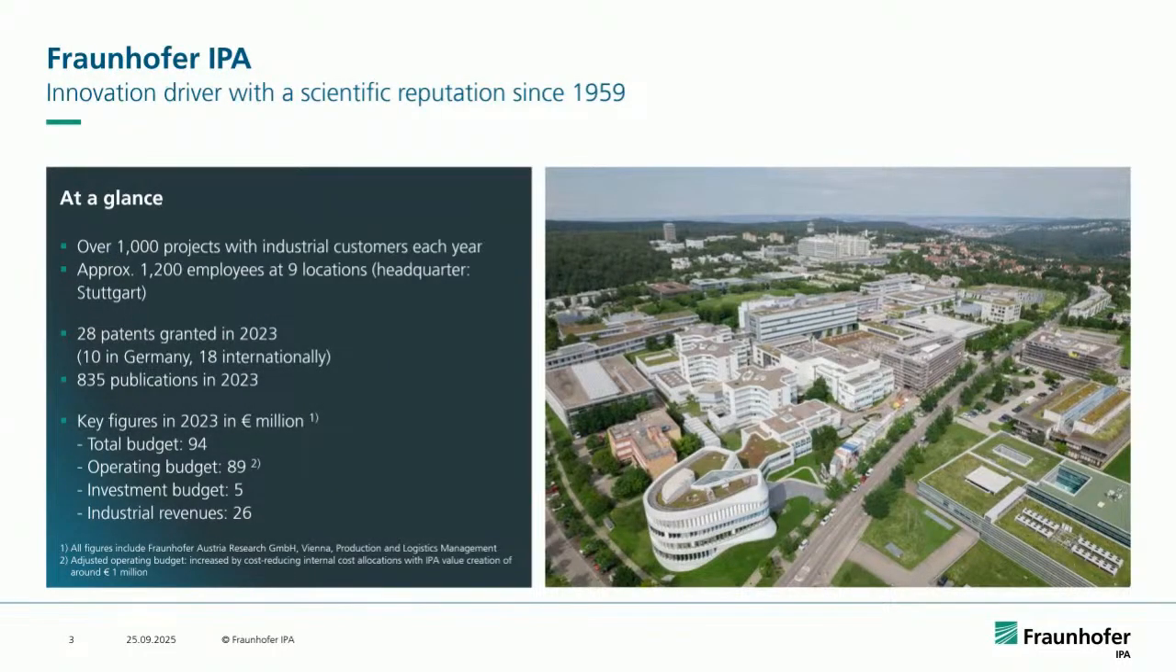Our institute, Fraunhofer IPA, is located in Stuttgart. We are, as said, multiple institutes, 75 institutes distributed all over the nation in Germany and all over the world. In Stuttgart, we comprise 5 institutes, so IPA is one of them. We ourselves run about 1,000 projects each year with industrial customers and also research projects. We have 1,200 employees and also a total budget of approximately 100 million euros per year.